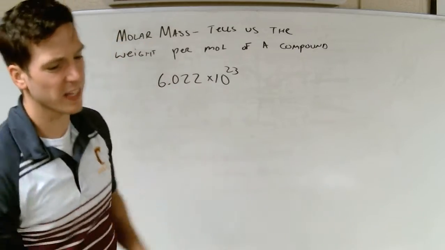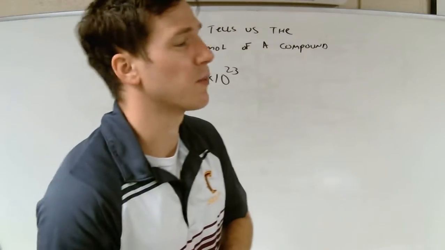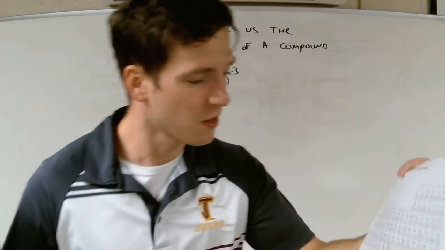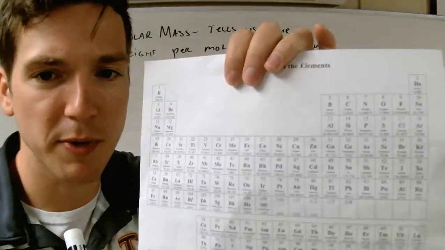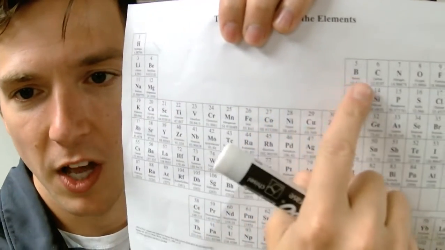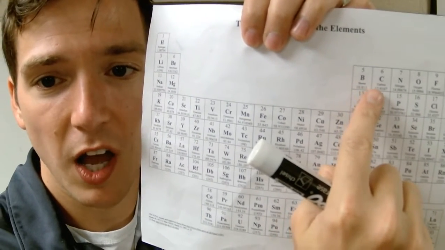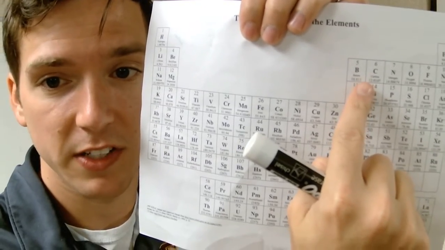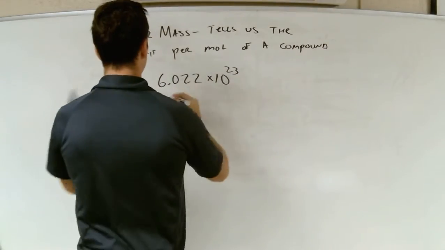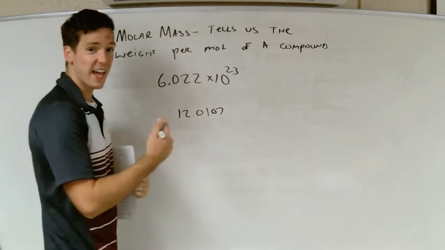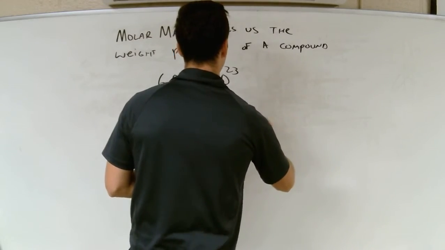Okay, so when we look at the periodic table, we're going to be looking at the number beneath the symbol. So today we're going to be looking at our periodic table, and at these numbers underneath our chemical symbol. So if I look at carbon's molar mass or atomic mass, it is underneath it, and it says something like 12.0107, and that is in units grams per mole.